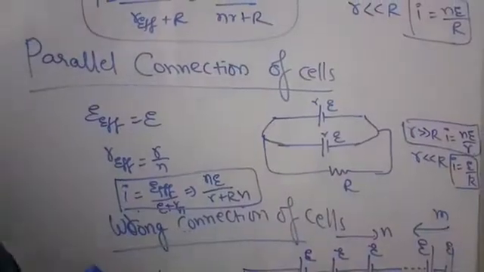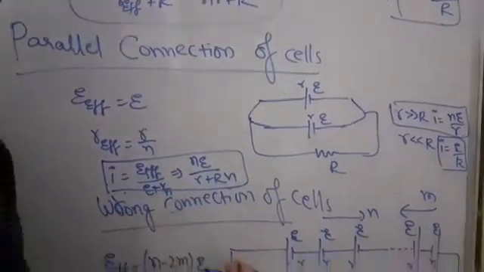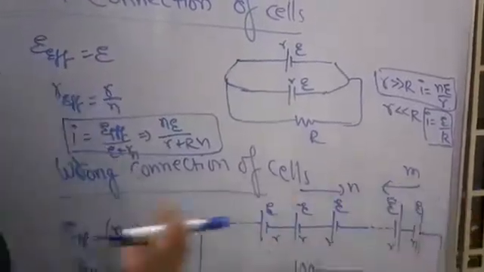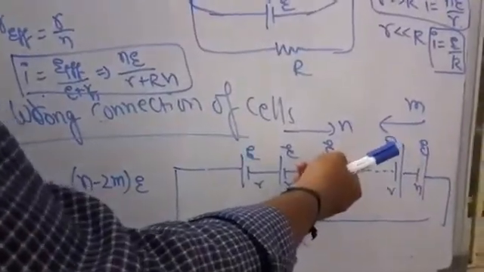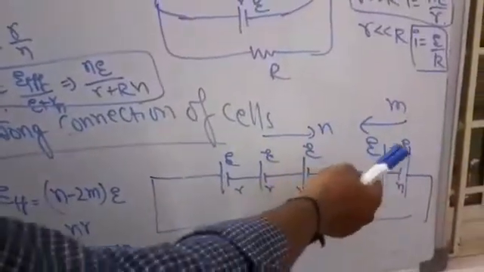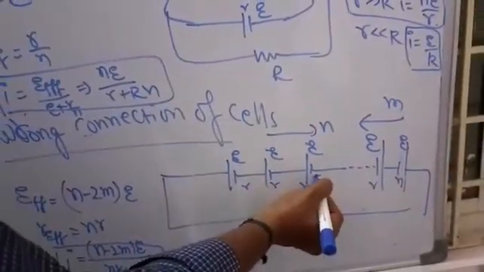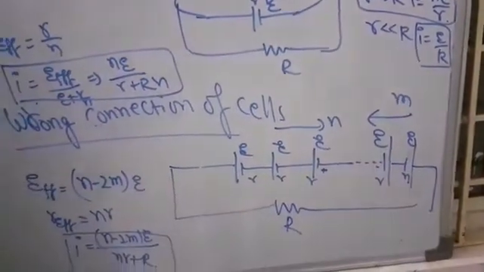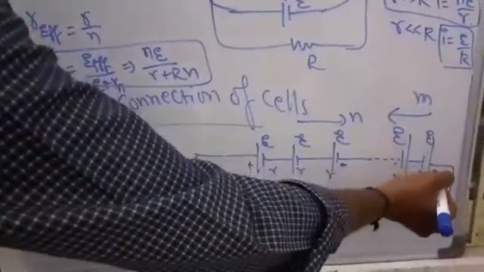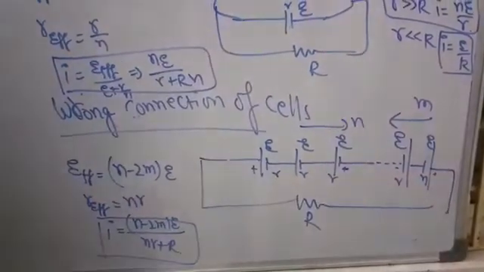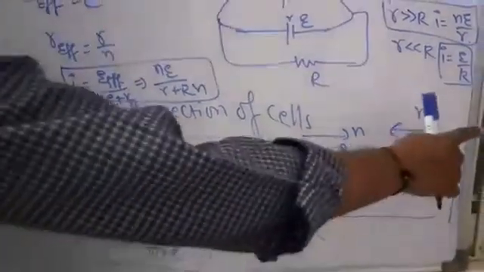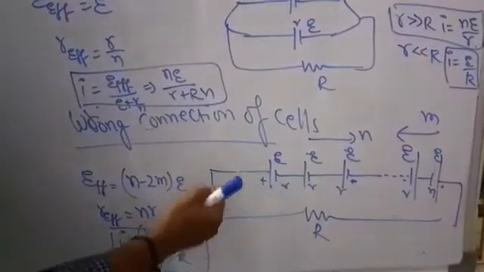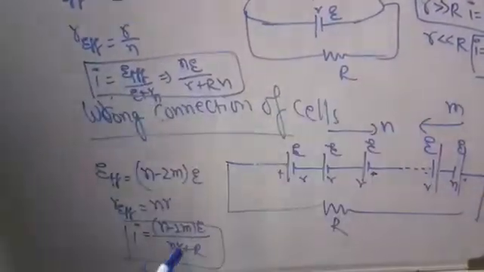So this is the condition. Wrong connection of cells. For example, n cells are connected in series. Here m cells are connected wrongly. Total n cells, in that m cells are connected wrongly, which means opposite terminals are connected with each other. This is minus and minus, plus and plus, right? So due to this connection, the first cell will be damaged. Why? Because current is in the opposite direction, hence they cancel.